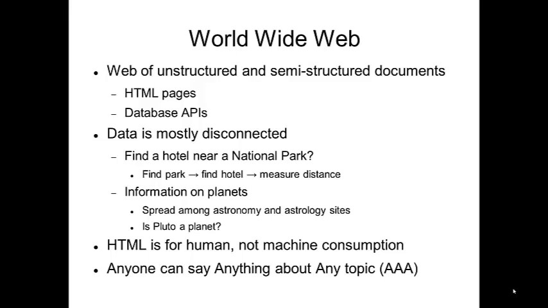To take that as an example, you perhaps need to go to the sites about national parks, find out what national park you want to go to, then go to hotel sites, try and find a hotel that you're interested in, and then try and work out whether the distance to the national park from the hotel is reasonable or not. Of course, there are applications that can do that for you, but you can appreciate that in certain parts of the world, for example, this information, even if it's available, remains separate. As another classic example, information on planets is spread all over the place, on various astronomy and astrology sites, and they differ in the content that they contain. For example, on some sites, Pluto will be classified as a planet. On other sites, it won't be.